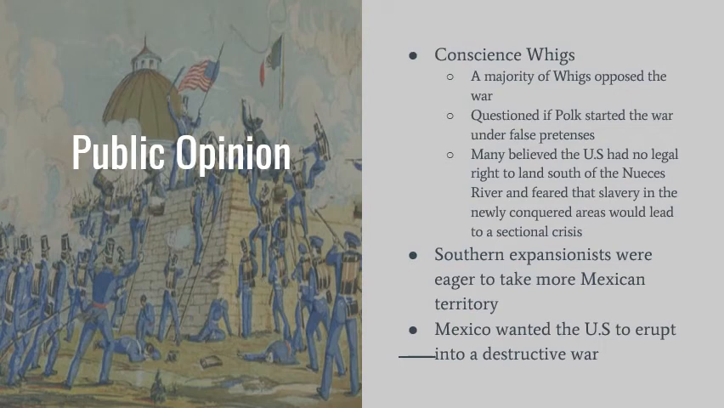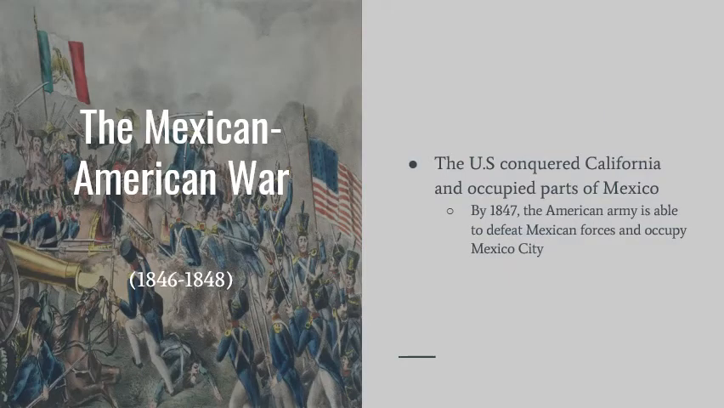Southern expansionists, on the other hand, were eager to take more Mexican territory. Finally, Mexico wanted to humiliate the United States for the Texas issue, and they were hoping that the United States would erupt into a destructive war. So once war is declared, Polk gets the American army to go down and invade Mexico, and this is the beginning of the Mexican-American War, which lasts from 1846 to 1848.